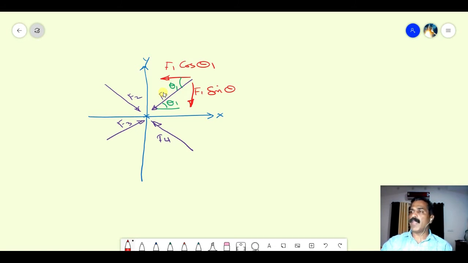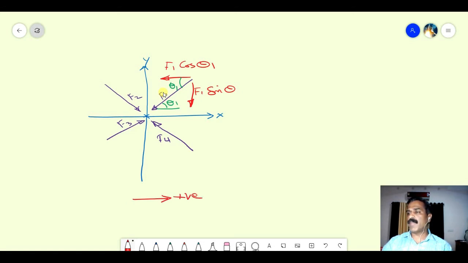Now, as these forces are vectors, they should have direction also. This force component, F1 cos theta 1, is a magnitude. This force is acting towards the left, in the leftward direction. So generally we make use of a sign convention, that is, if a force is acting towards the right, it is taken as positive.